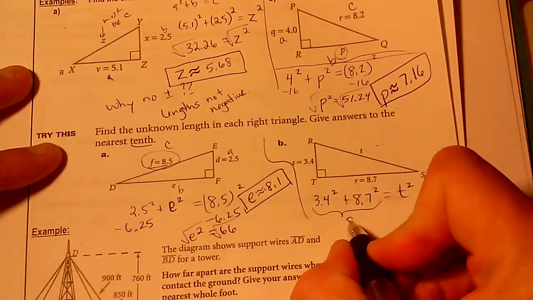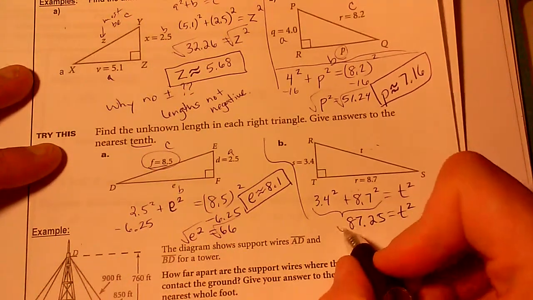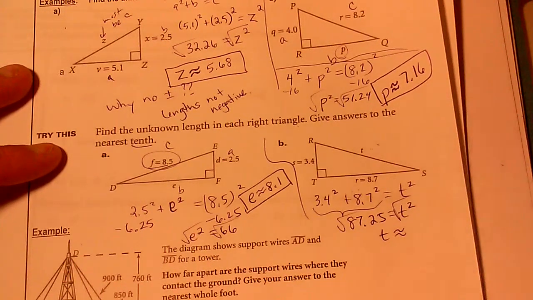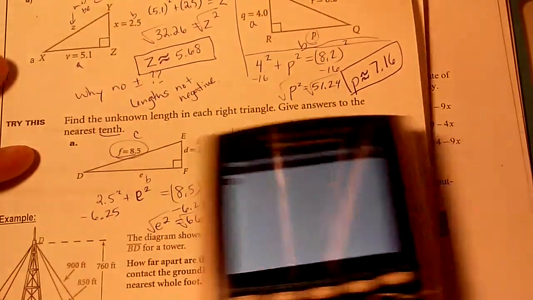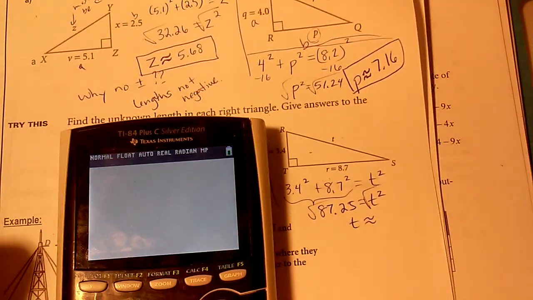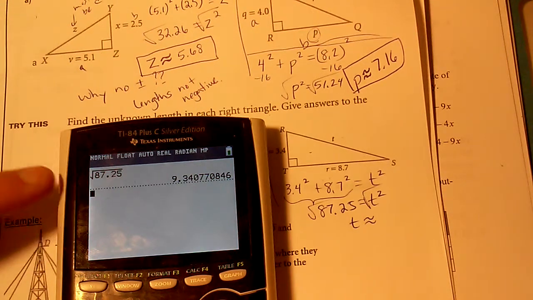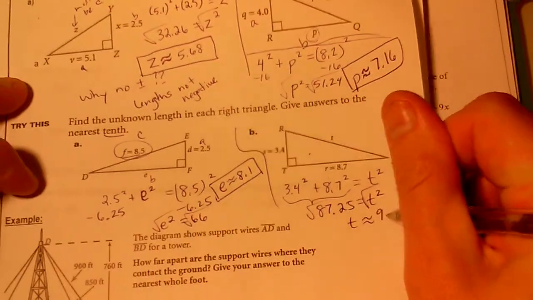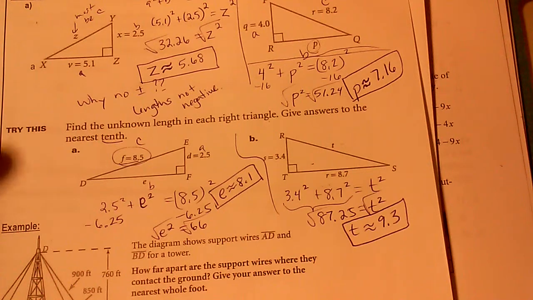87.25. Okay, so 87.25 is equal to t squared. Now I'm going to square root it, and I find that t is approximately, square root of 87.25, 9.34. Oh, but they want tenths, so just about 9.3. There we go. So hopefully you did well on those, got them right.